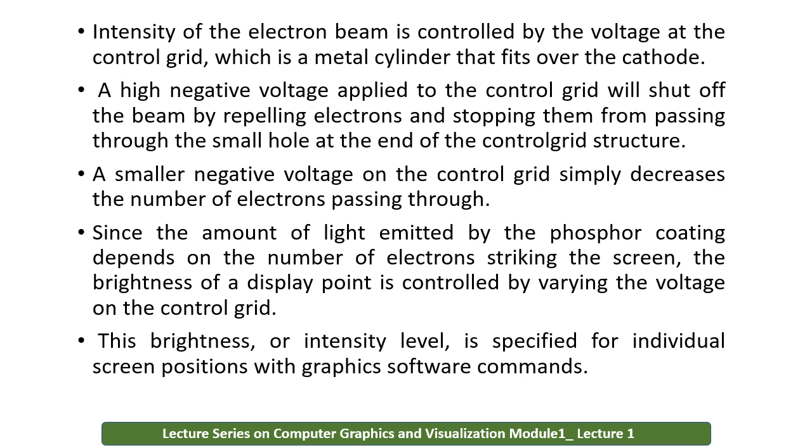Since the amount of light emitted by the phosphor coating depends on the number of electrons striking the screen, the brightness of the display point is controlled by varying the voltage on the control grid. This brightness is what is called the intensity level, and it is specified for individual screen positions with the graphics software command.